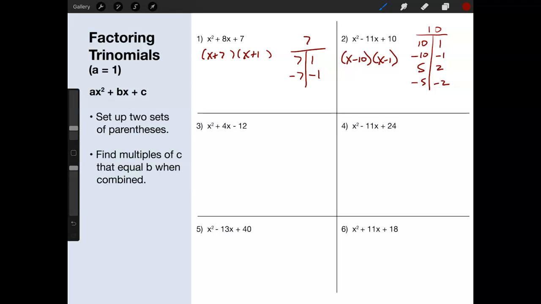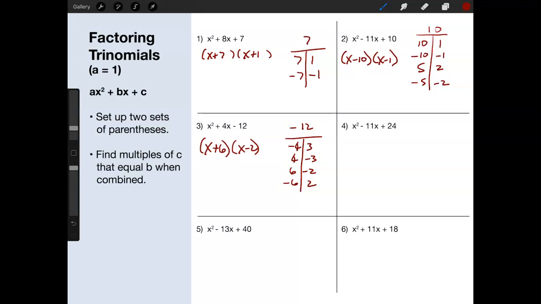For example 3, we have x squared plus 4x minus 12. So we will now want multiples of negative 12 that when combined equal positive 4. We have negative 4, positive 3, 4, negative 3, 6, negative 2, negative 6, positive 2. The solution here would be positive 6 and negative 2. So our answer here is going to be x plus 6 times x minus 2.